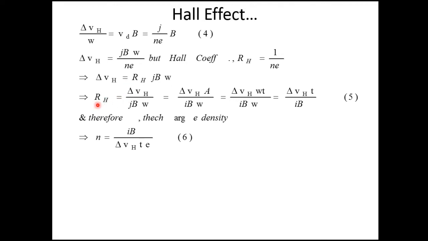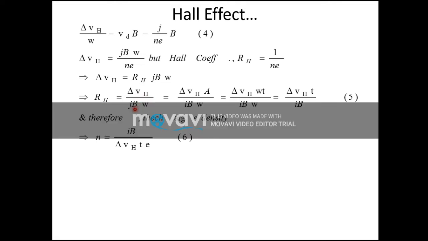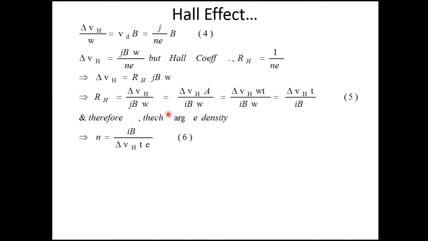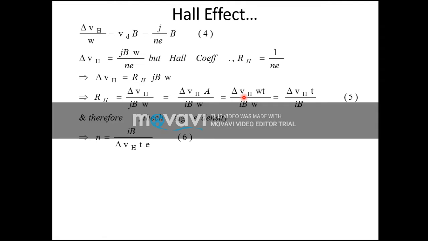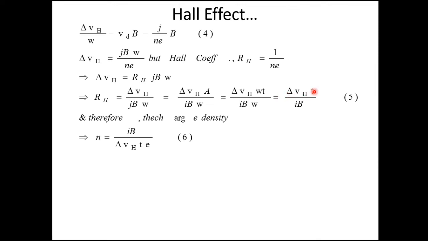So from here we can find RH is equal to delta VH divided by JBW. And you know that since J is the current density, meaning the current per unit area, we will write here current I, and the area will go up, so delta VH into A divided by IBW. Okay, and you know that this area is W into T, so delta VH into W into T is divided by IBW. So W will cancel here, so delta VH into T upon IB. So we get this equation number 5, which we will use to find the Hall coefficient.